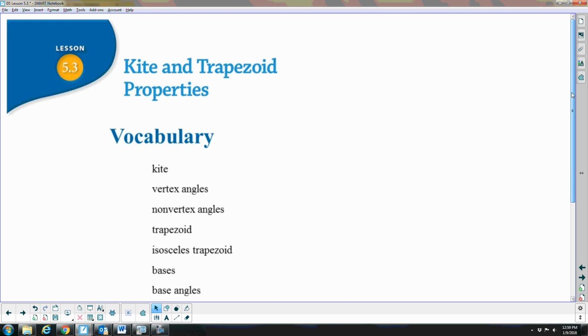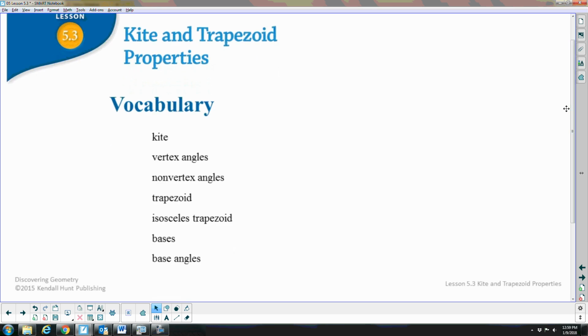So on your note sheet, you have several vocab terms: kite, vertex angles, non-vertex angles. Those are all definitions for kite. And then trapezoid, isosceles trapezoid, base, and base angles. Those are all vocabulary terms that deal with trapezoids.